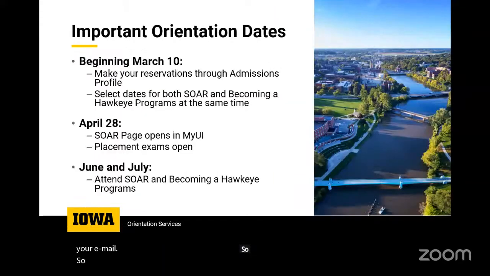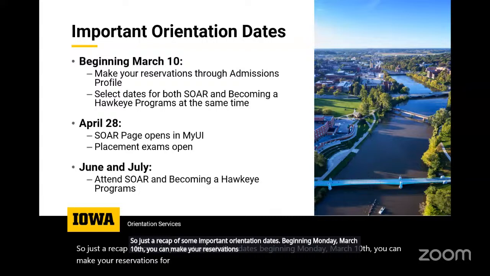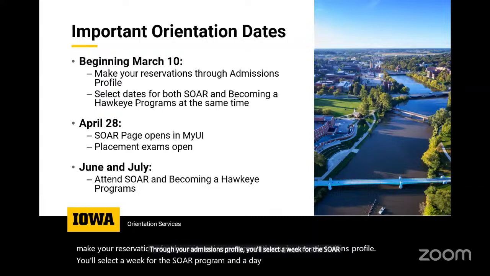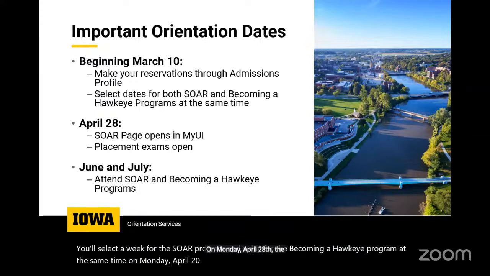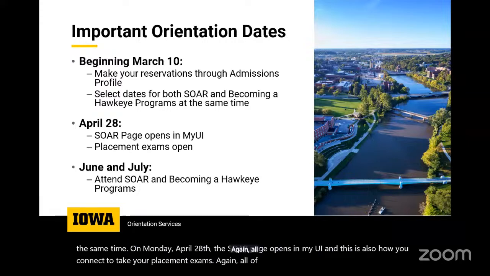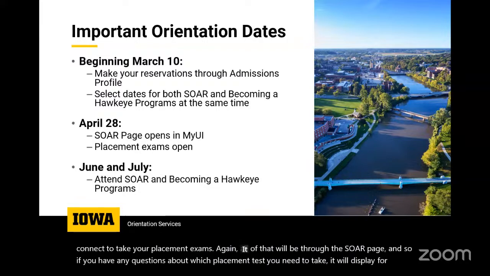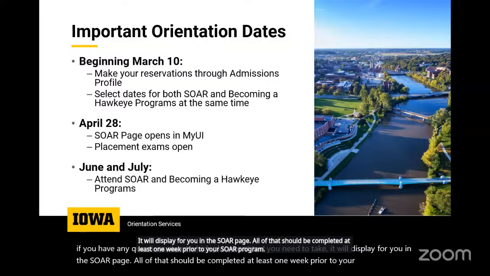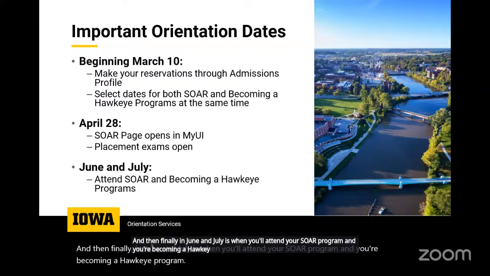So just a recap of some important orientation dates. Beginning Monday, March 10th, you can make your reservations for the orientation programs through your admissions profile. You'll select a week for the SOAR program and a day for the Becoming a Hawkeye program at the same time. On Monday, April 28th, the SOAR page opens in MyUI, and this is also how you connect to take your placement exams. Again, all of that will be through the SOAR page, and so if you have any questions about which placement test you need to take, it will display for you in the SOAR page. All of that should be completed at least 1 week prior to your SOAR program. And then finally in June and July is when you'll attend your SOAR program and your Becoming a Hawkeye program on your selected dates.